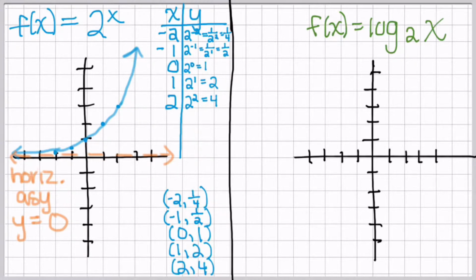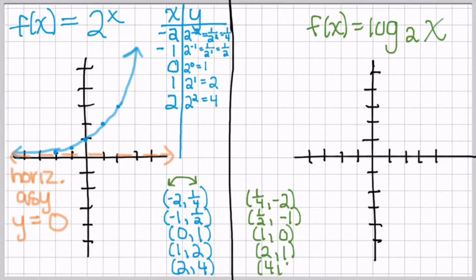For the log function, to get the ordered pairs, we're going to use the fact that log base 2 of x is an inverse function to 2 to the x. And with inverse functions, there's a switching of the x and y values. So since we have the ordered pairs for 2 to the x, all we need to do to get the ordered pairs for log base 2 of x is switch the x and y values. We end up with these 5 ordered pairs. If we plot them, connect them to get our graph, we should have something that looks like this.